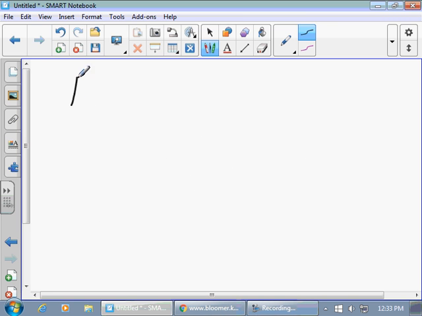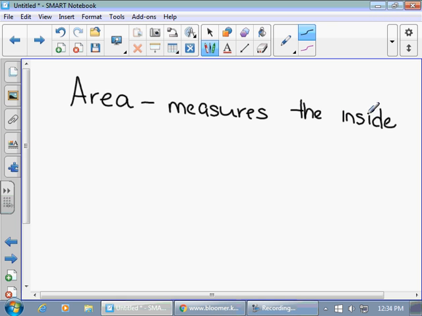Okay, now we're going to talk about area. This measures the inside of an object or shape. Now, these are all two-dimensional, meaning they're a flat surface. Okay? This is three-dimensional. Okay? This piece of paper is two-dimensional. Okay? Because, well, look at my difference.